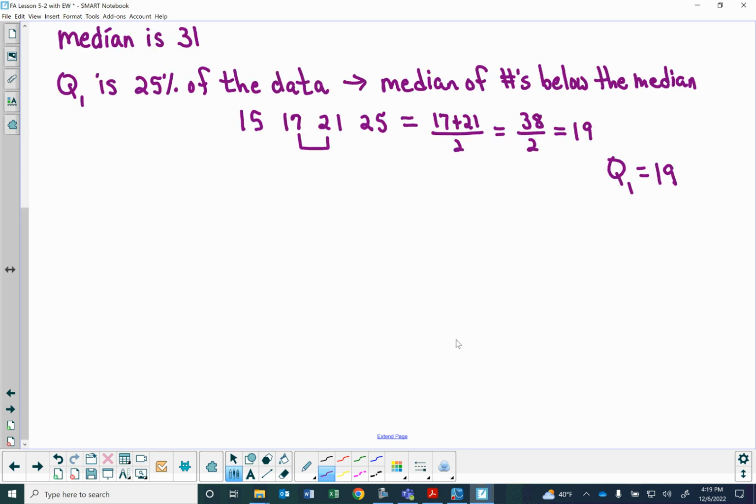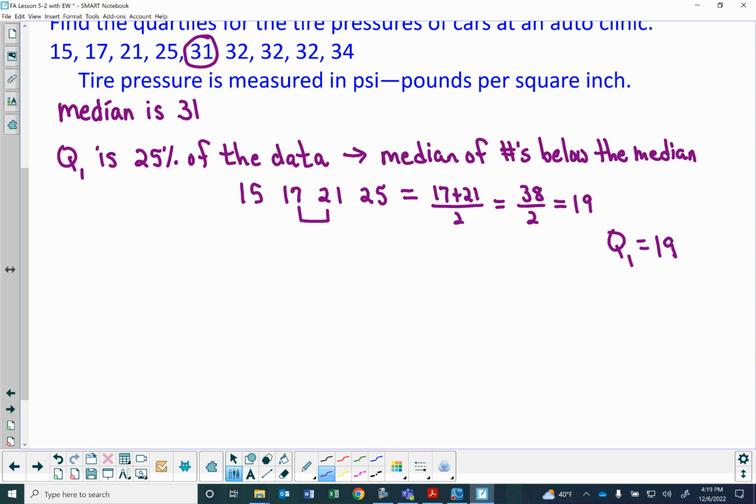All right, we now need to find Q2. Q2 is always the median. We already found the median. So literally, you almost have to find Q2 before you find Q1, because there's no way to find Q1 without finding the median, which is Q2. So Q2 is going to be 31, because we already found our median.